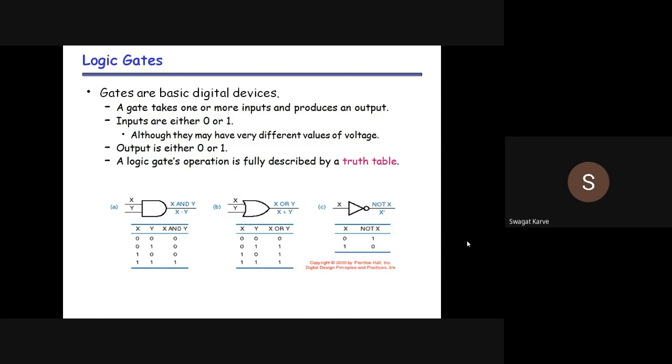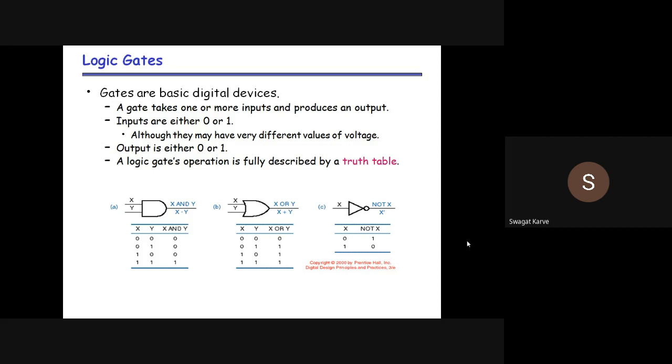Okay. So basically, what are the basic gates? AND gate, OR gate, and NOT gate, right? So these are the basic gates that you are aware of. Each digital gate can have more than two inputs, right? You can have a four-input AND gate. You can have a four-input OR gate, right?